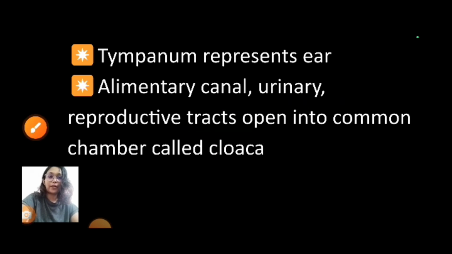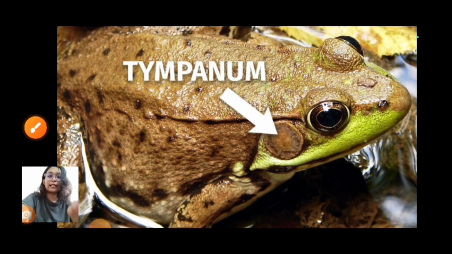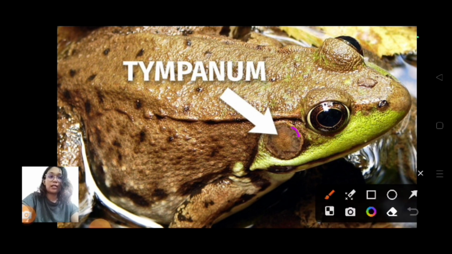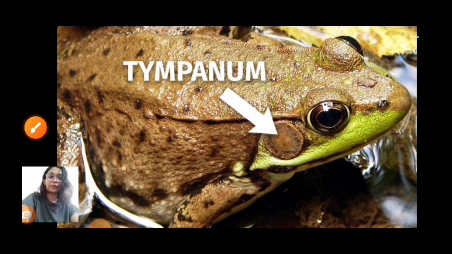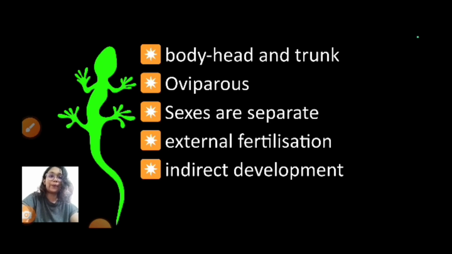Okay. Then moving on to the next slide. See, this figure is showing the tympanum, which represents ears. This is the tympanum. And the frog, since I am showing, is an amphibian. You can see moist skin, very moist skin. Can you see its skin? And it does not have any kind of scales. Is it clear? Then moving on to the next slide.